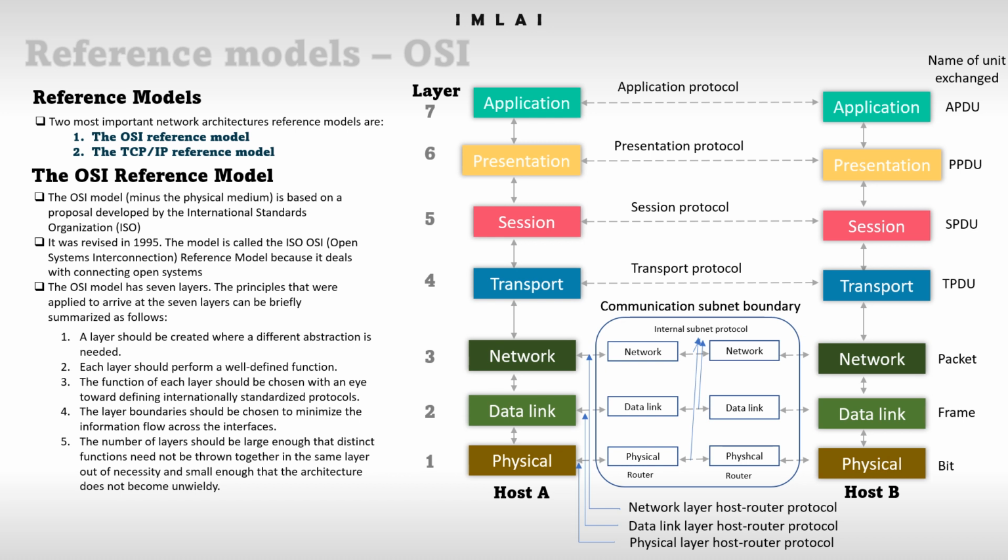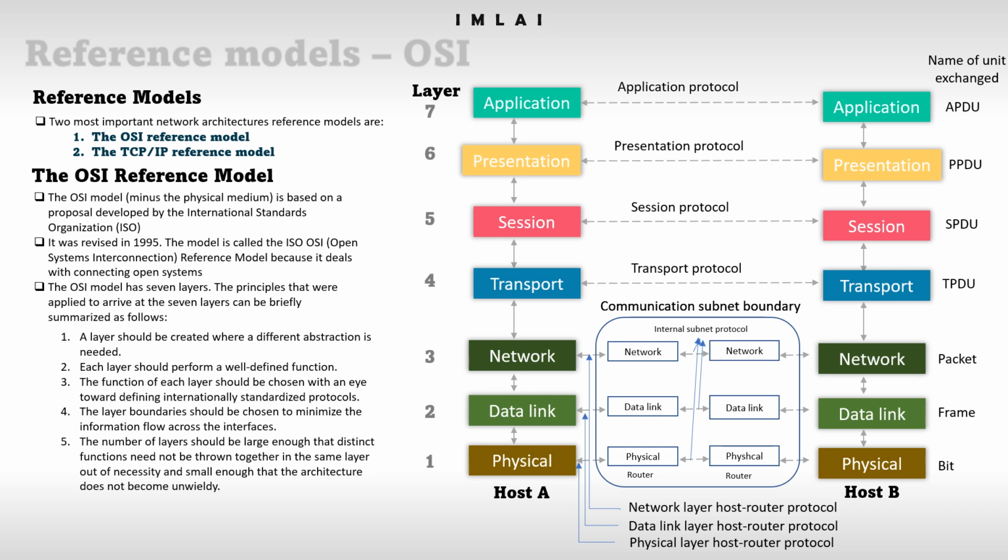So then we will move on to, basically this is the physical layer. Here we'll have the physical layer host router protocol, and then we will move on to layer number 2, that is the data link layer. The main task of the data link layer is to transform a raw transmission facility into a line that appears free of undetected transmission errors. It does so by masking the real errors so the network layer does not see them.